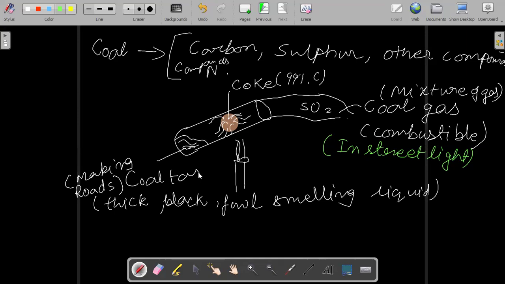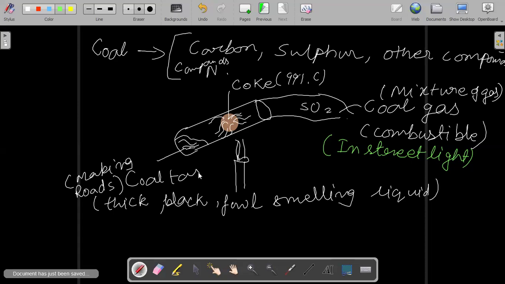Coal tar does not have bitumen. Nowadays we are using bitumen instead of coal tar. The use of coal tar has reduced because coal tar has a problem. During winters or the rainy season, the stickiness of the coal tar solidifies, and it is not able to hold the materials together. That is why the roads get spoiled during rainy season.